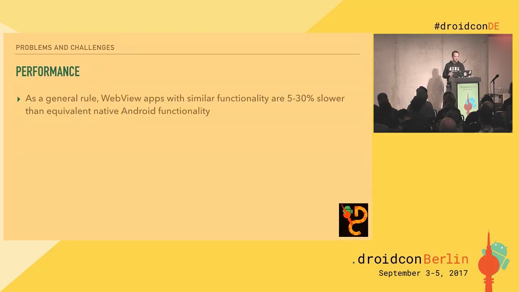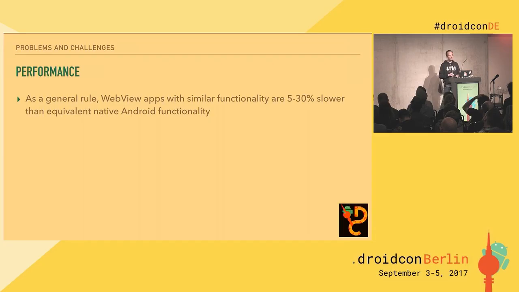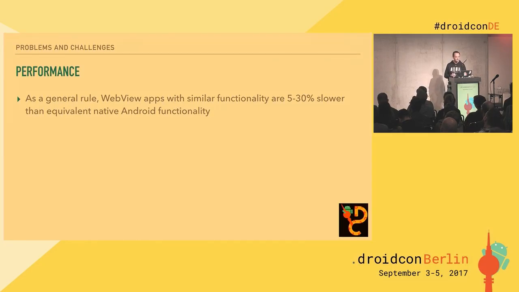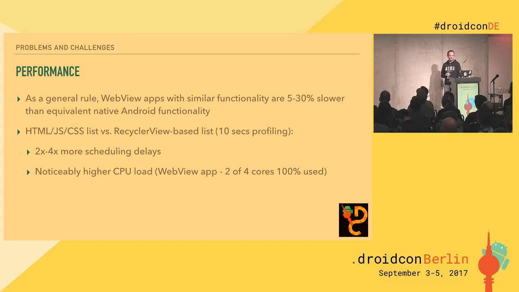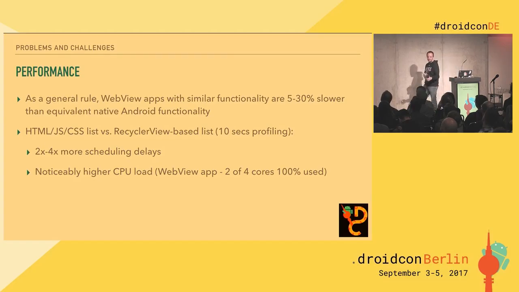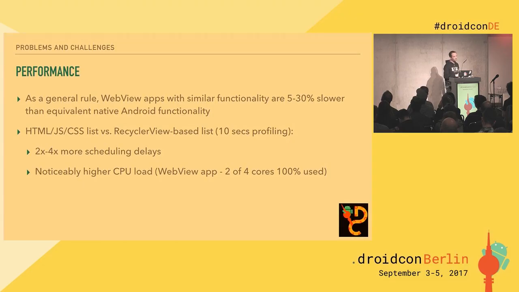Performance. Webview apps will be slower than native apps, obviously, because you're having another layer in there. And I've seen anything between 5 and 30% from field experience. When you compare HTML list rendering and RecyclerView-based list rendering, you get more scheduling delays. You usually have a higher CPU load, and that's kind of the downside for that.